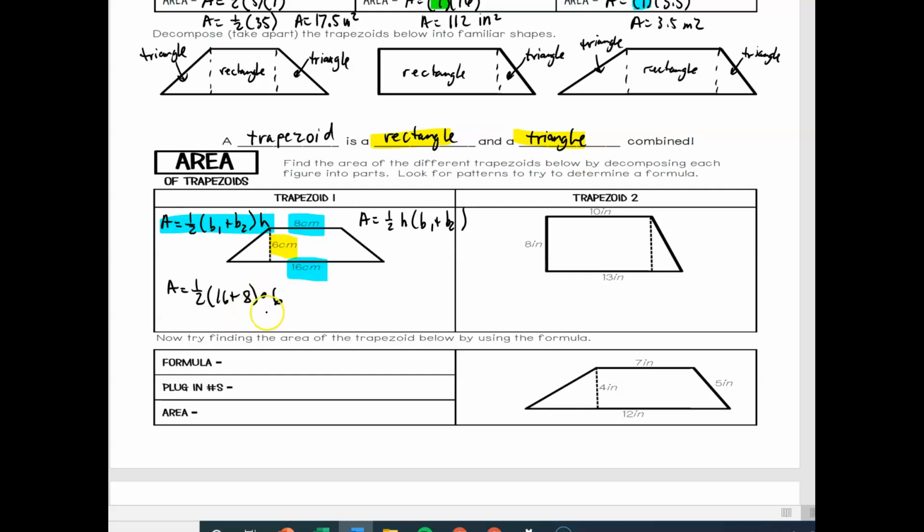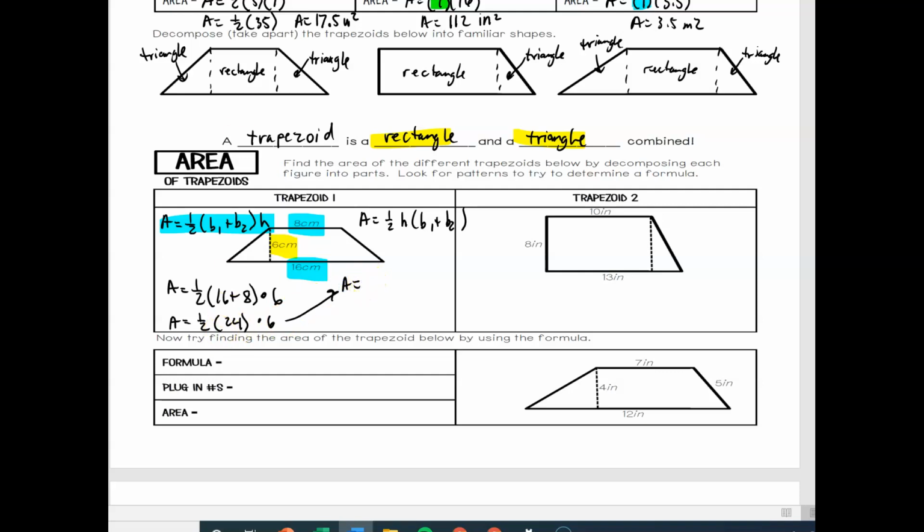And so now it does matter because you have order of operations. You got to do parentheses first. So area is equal to 1/2. 16 plus 8 is 24. Keep that in parentheses. Times 6. And now it's probably pretty easy just to take half of 24 and then multiply by 6. But you could also, if you wanted to, do 24 times 6 and then take half of that. You could also, since you got a calculator, just throw it all into your calculator at one time.